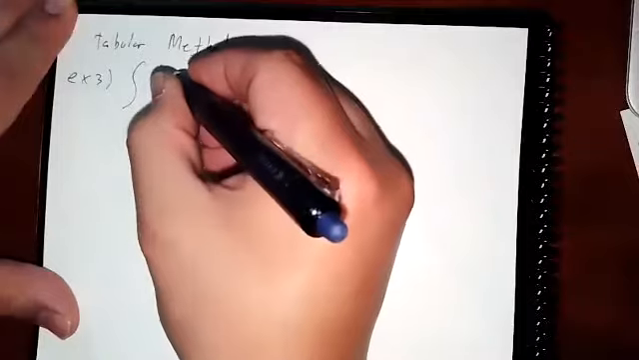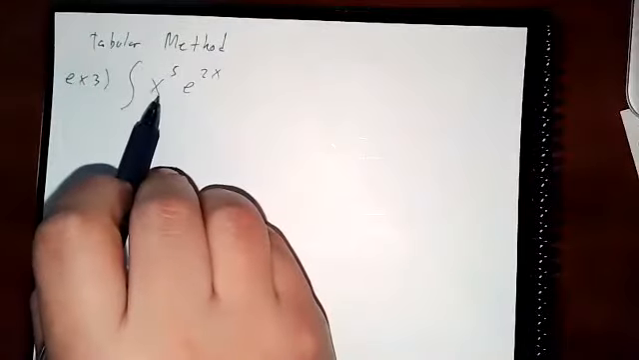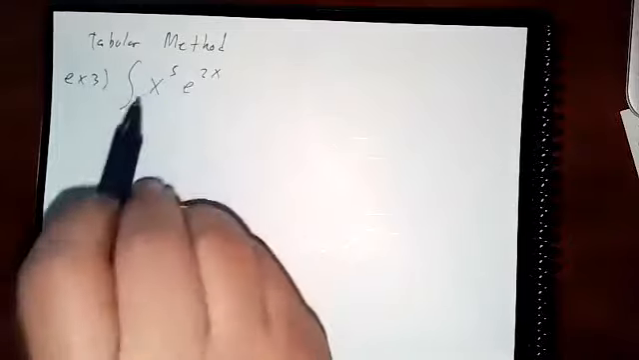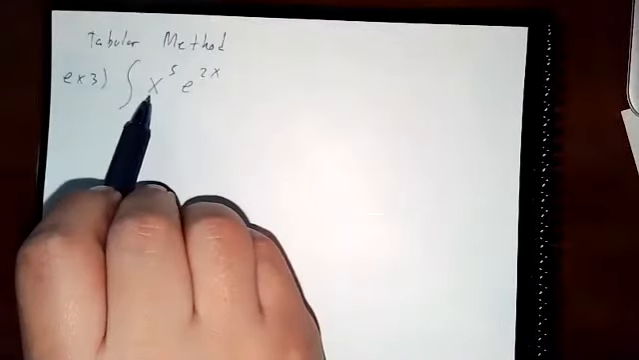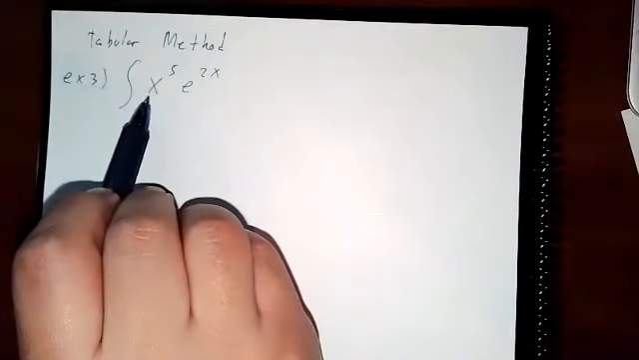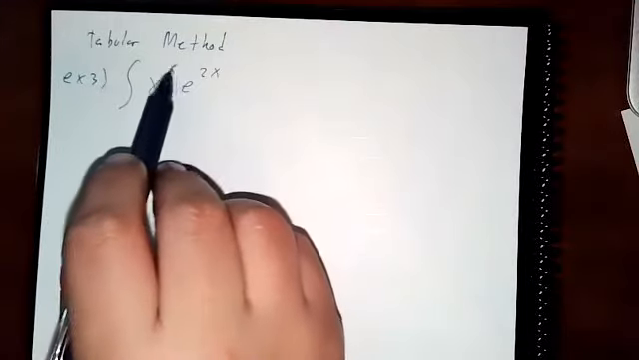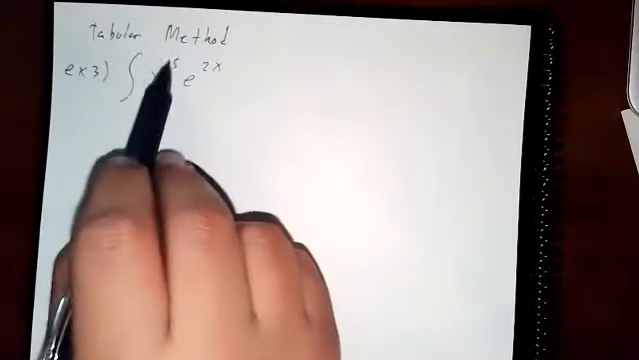x to the 5th, e to the 2x. So in this case, we want to pick u to be x to the 5th. But how many derivatives do you need to take of x to the 5th until it turns into a 0? It'd be at least, what, maybe 6, 5? Because you take it down in power, eventually it becomes a constant, and then it becomes a 0. So that's at least 6 or 7 derivatives.